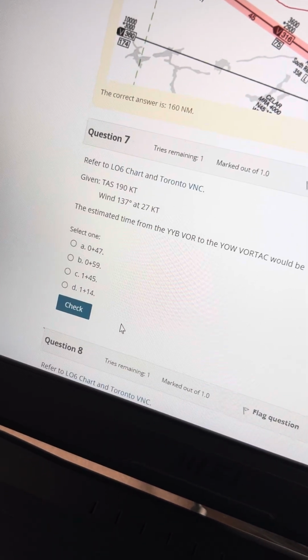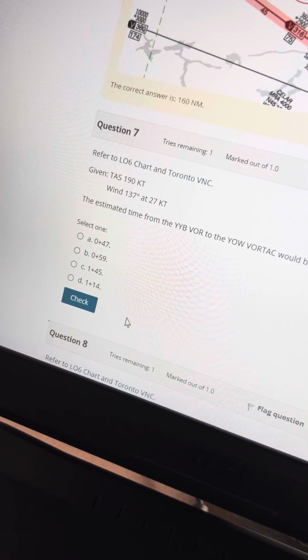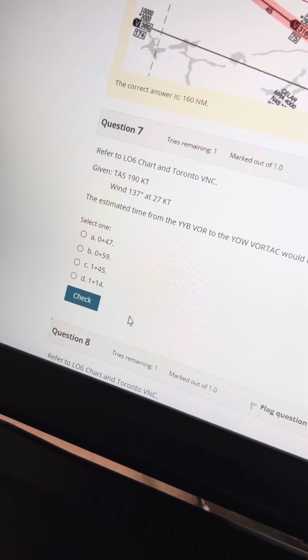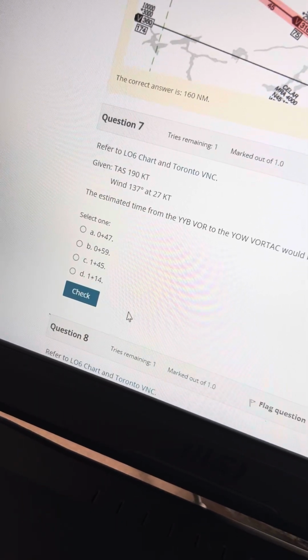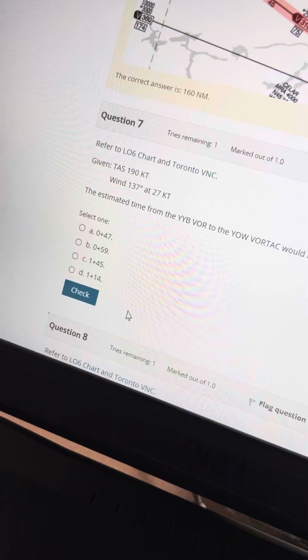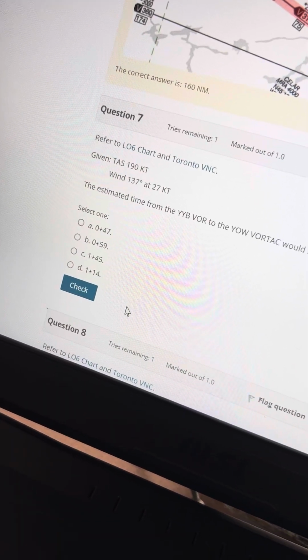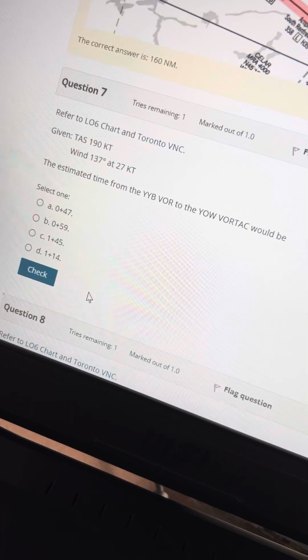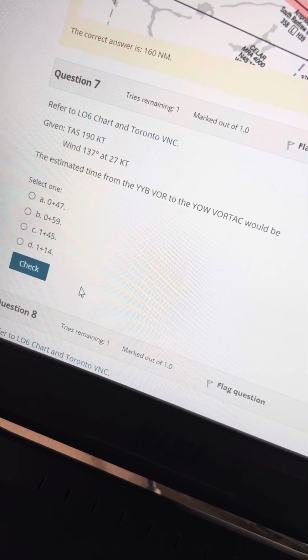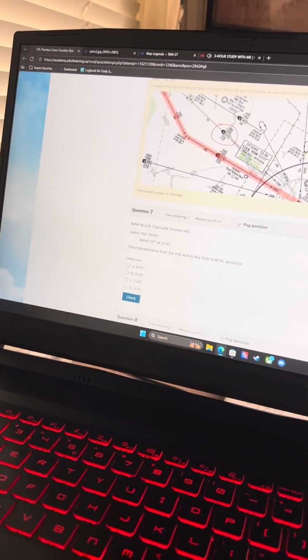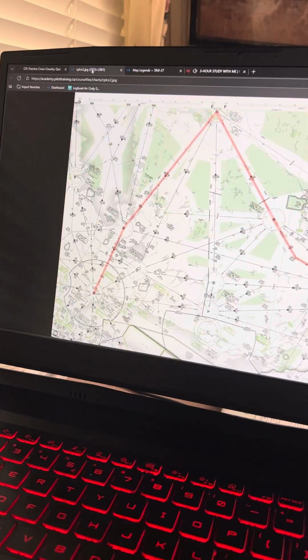Okay, so question 7. Refer to the load chart 6 in the Toronto BNC. Given true airspeed of 190 knots and winds 137 at 27 knots, the estimated time from the YYB VOR to the YOW VORTAC would be. So we'll take a look at the load chart.